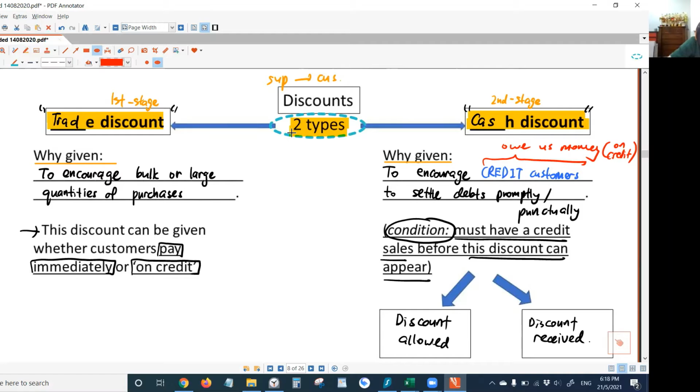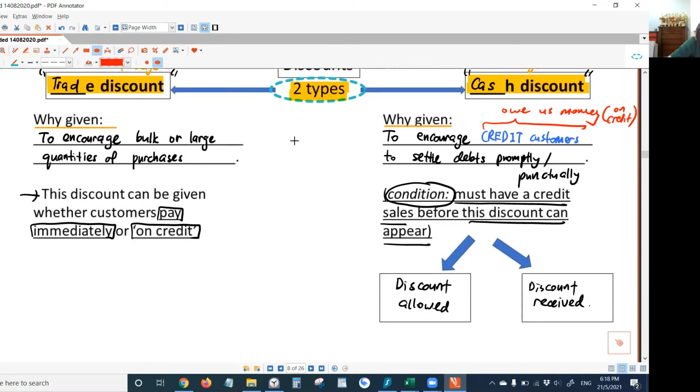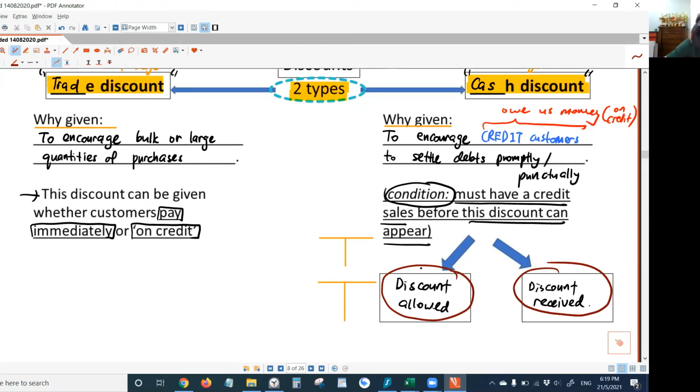But when it comes to recording into T accounts, I mean into the T shape, that you have learned, you cannot use the term cash discount. Instead, the term cash discount is replaced with discount allowed and discount received. In the T account, you can only use these two terms, discount allowed and discount received.